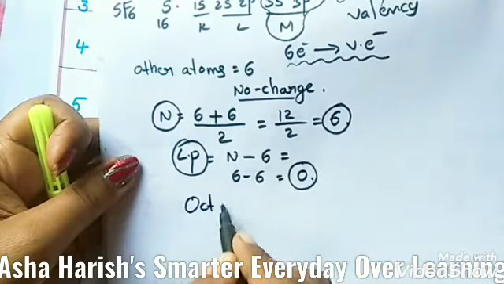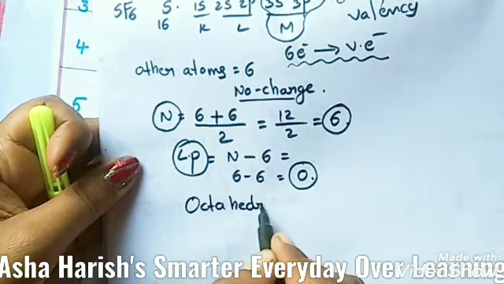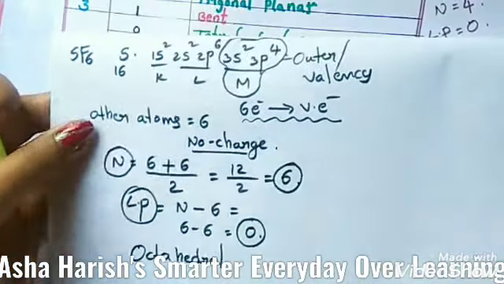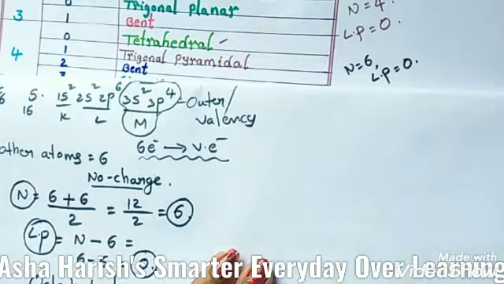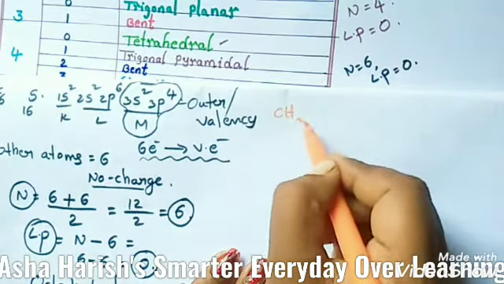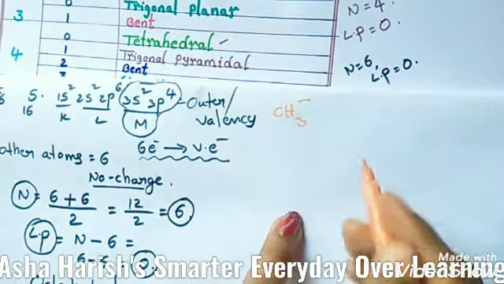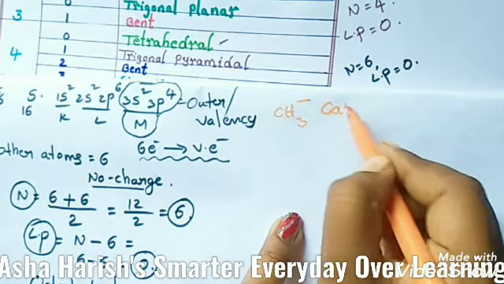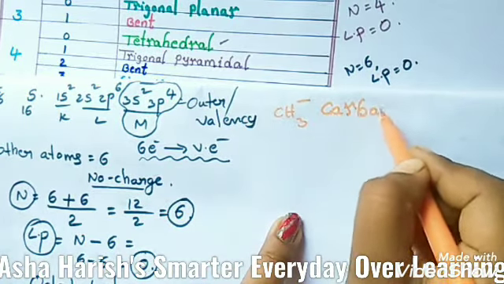Okay students, so here is the structure, octahedral. Right, now next example, CH3 minus. This CH3 minus, the name of this ion is carbanion.